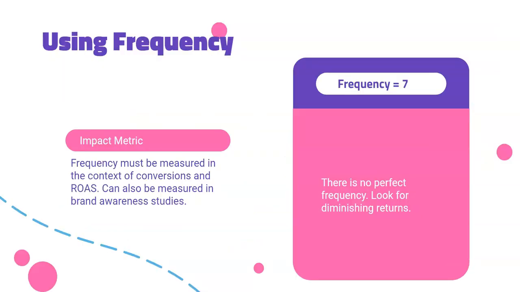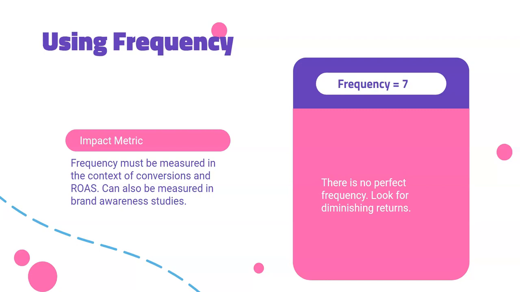Now, why is frequency such a vague metric? Because it only tells you how many times people saw your ad. There is no perfect ad frequency. What you really want to look for, if you want to determine what the right frequency is for your organization, is to start to look for diminishing returns. Do you start to get lower click-through rates after people have seen an ad 8 times, 9 times, 11 times? It's an impact metric is what's important to remember. Frequency must be measured in the context of conversions and return on ad spend, and that will tell you what the right frequency is for you.